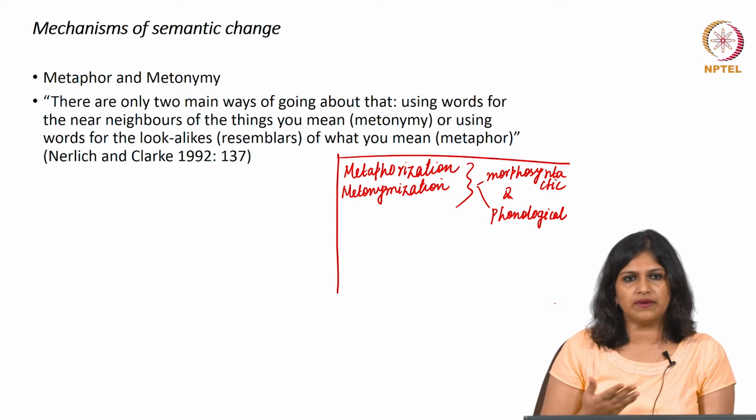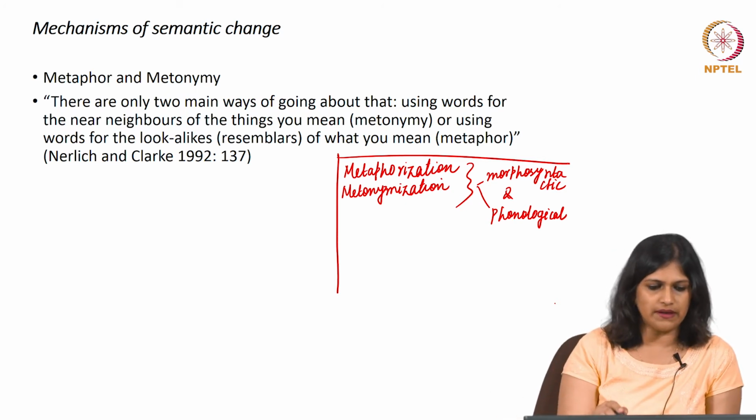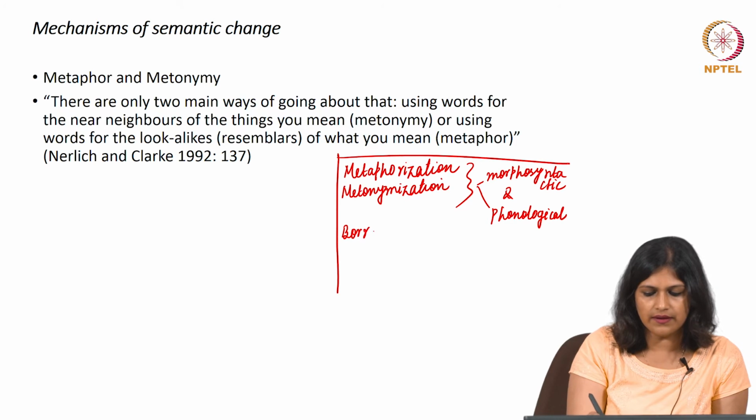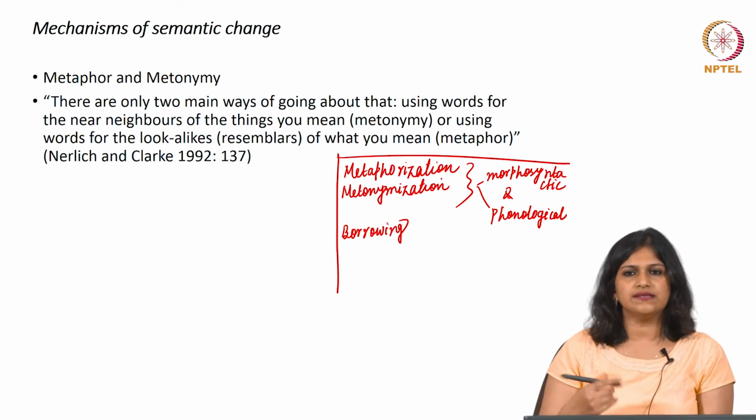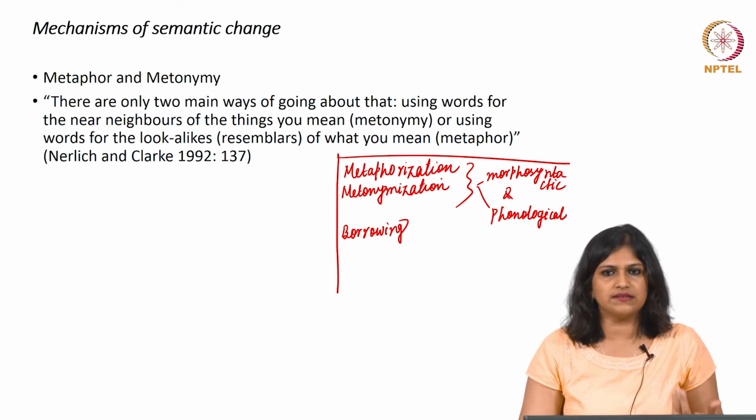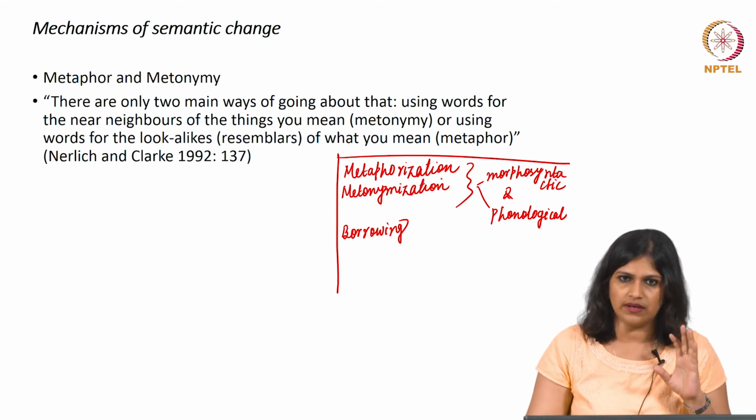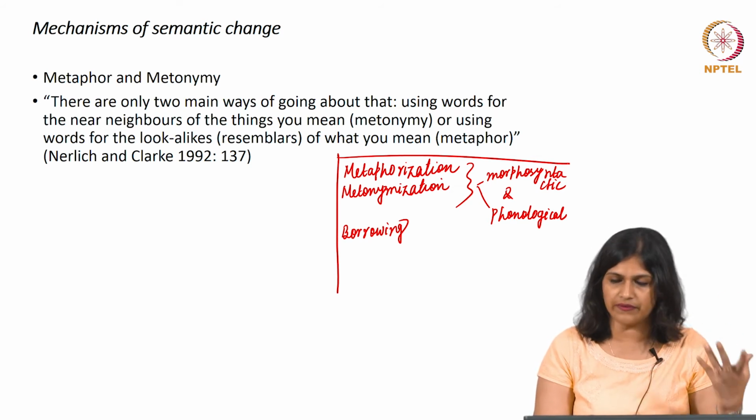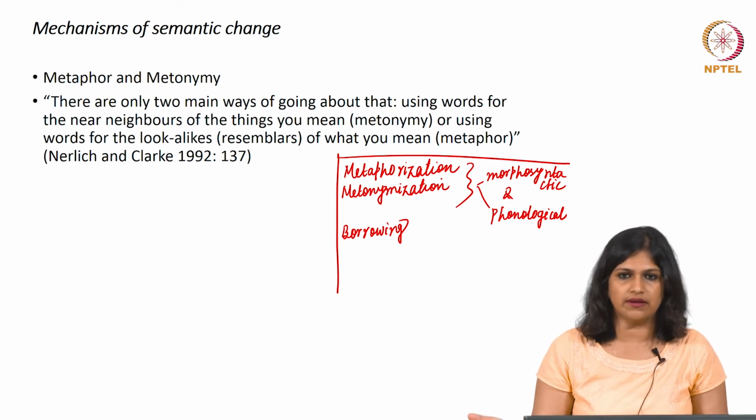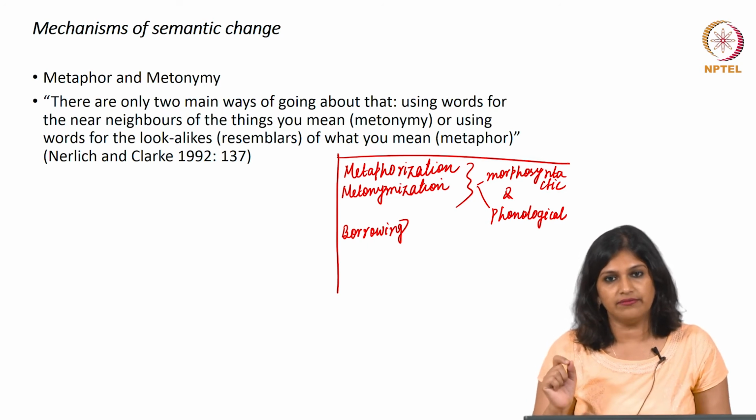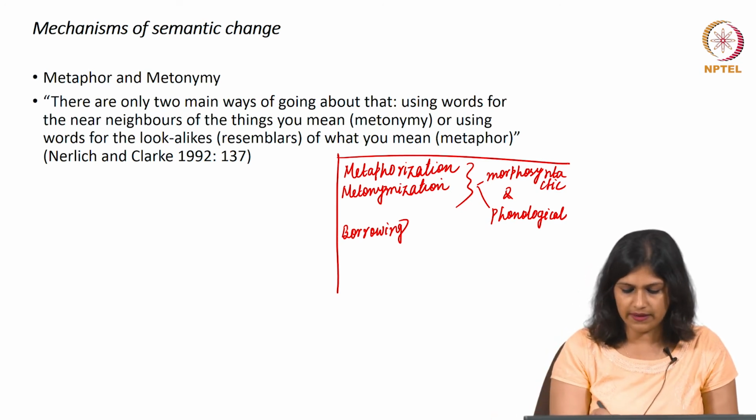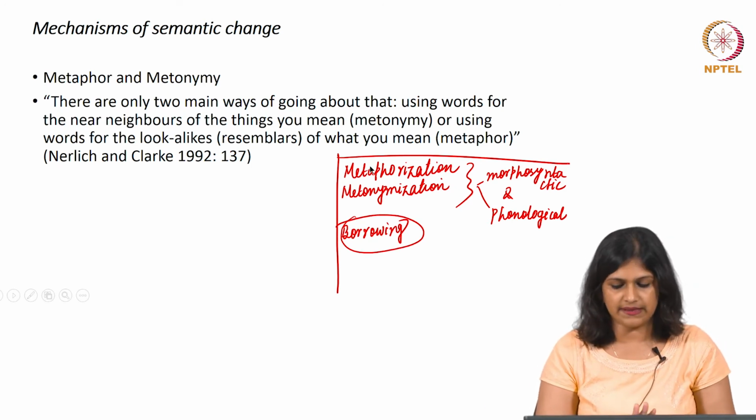When you are talking about the reanalysis and analogy that is given in case of semantic change, the two primary ones are these. But besides metaphorization and metonymization, we also have a third mechanism, that is borrowing. I am not going to talk about borrowing here, because I have already discussed it in the morphological typology section, when I talked about direct and indirect borrowing from different languages in the unit on neologism. Please go back and check those videos or slides, but for this session, my focus is going to be on metaphorization and metonymization.